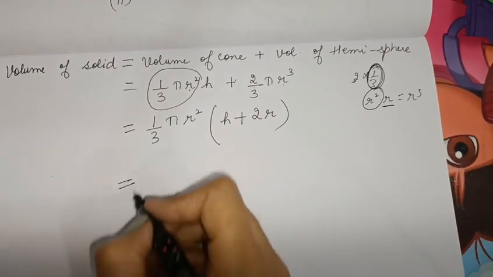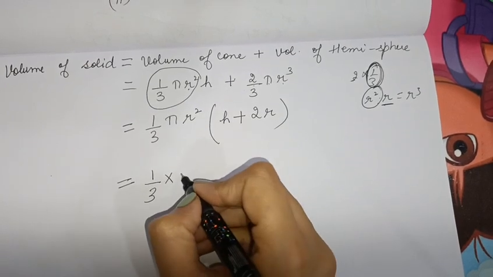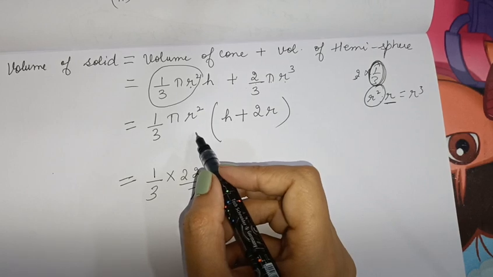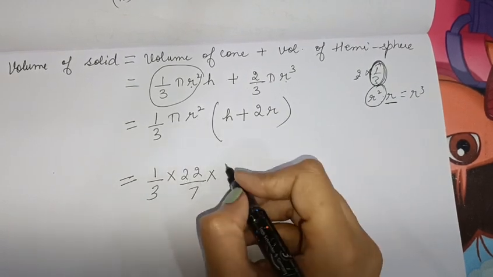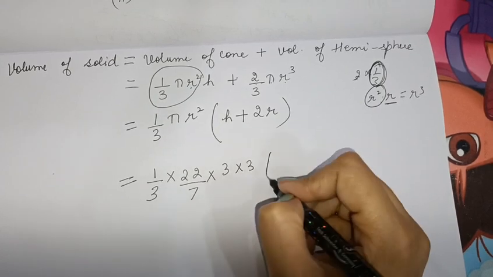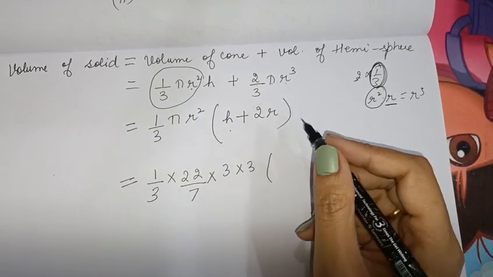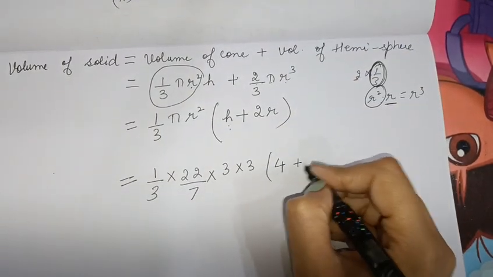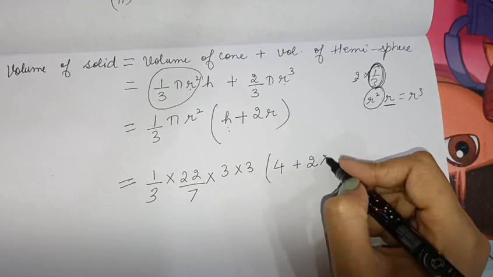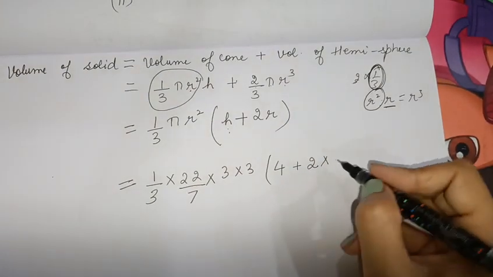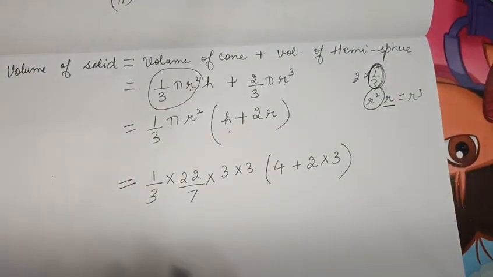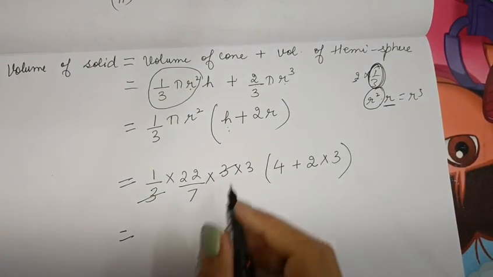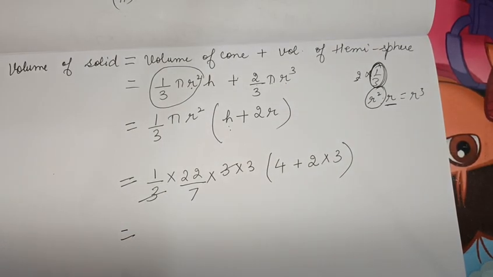Now we'll substitute 1 by 3, pi's value is 22 by 7, r square. R is the radius, 3 into 3. Height we have just found, or actually it was already given. So height is 4 plus 2r. 2 into r's value, here r's value is 3. So this 3 and this 3 will get cancelled because everything is getting multiplied.